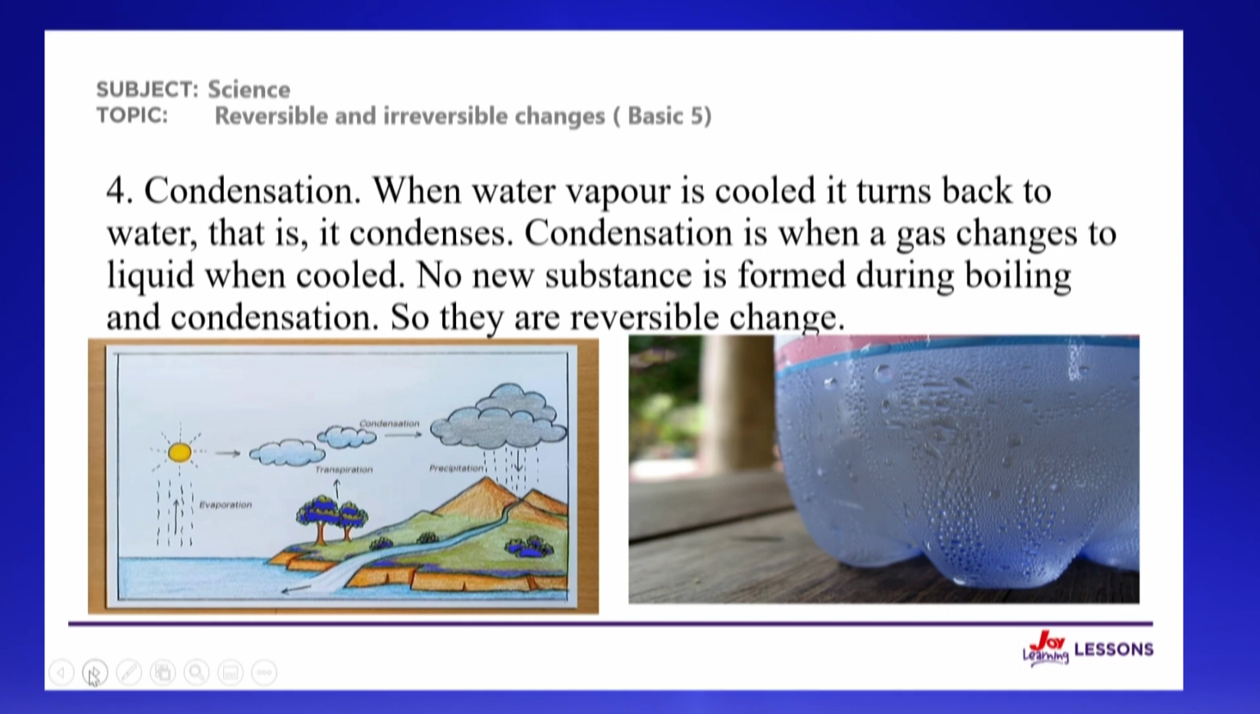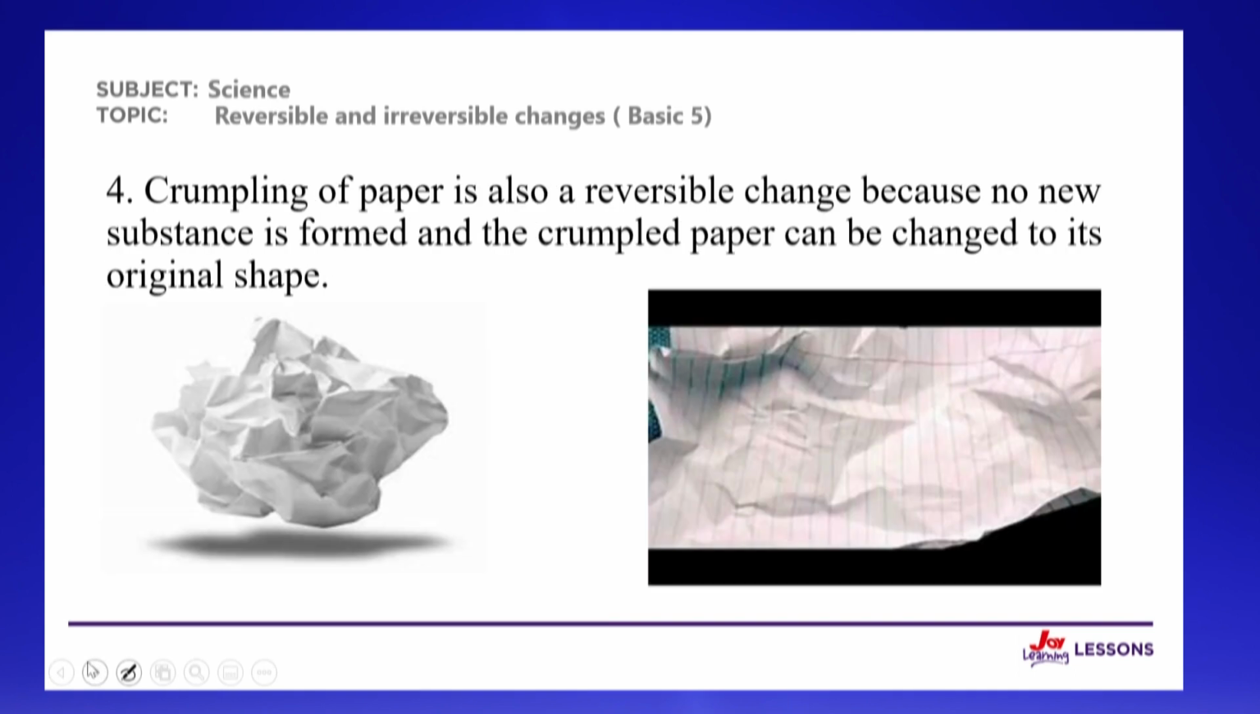When water bodies get heated, the vapor rises, and when the vapor cools down in the atmosphere, it condenses and falls back as rain. So condensation is also a reversible change. When water vapor is cooled, it turns back to water. That is, it condenses. Condensation is when gas changes to liquid when cooled. No new substance is formed during boiling and condensation, so they are all reversible changes.